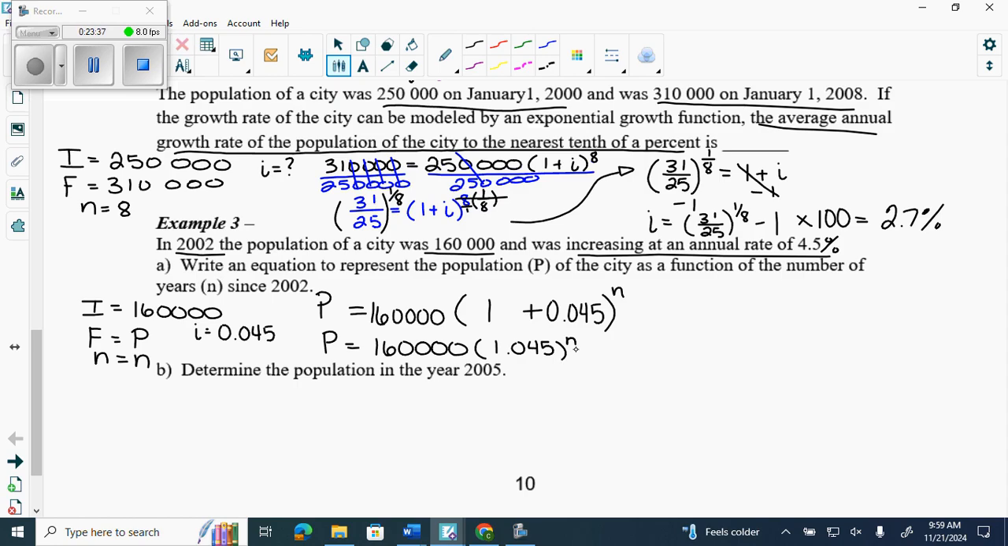Now remember, I said to you, if that b value, that base of the exponent, is greater than 1, this is increasing. Is it greater than 1? Yeah, we need it to be increasing. It's appreciating, right? And it's greater than 1 by 0.045, so that's how much it's increasing by.